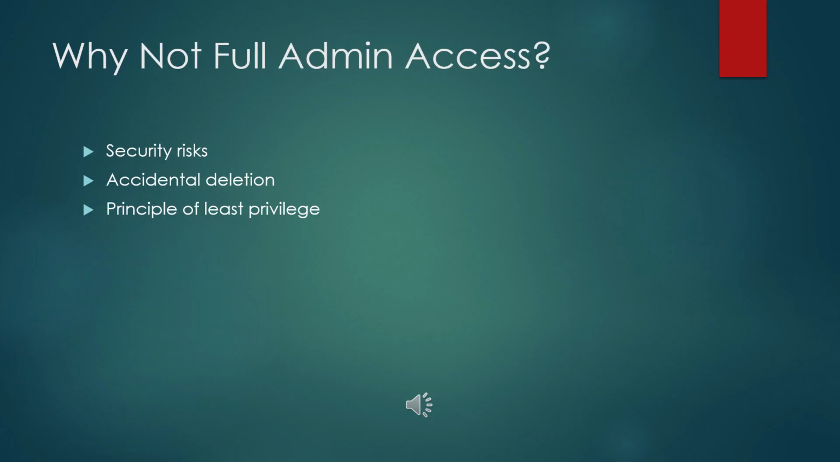You might ask, why not just give full admin access? The answer is security. If every engineer has full access, they can accidentally delete resources or change critical settings. Companies follow a principle called least privilege. This means giving only the required permissions, nothing more. The System Administrator Policy follows this concept. It gives enough access to do the job but protects sensitive areas.